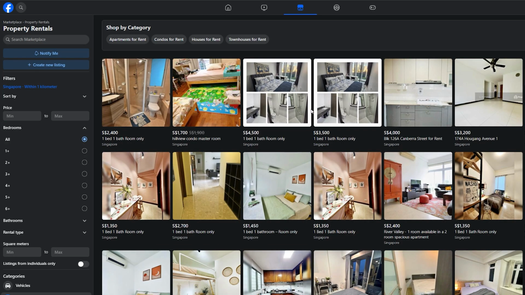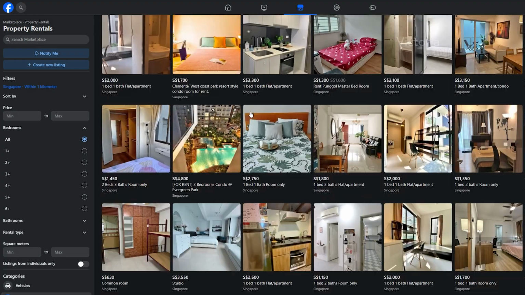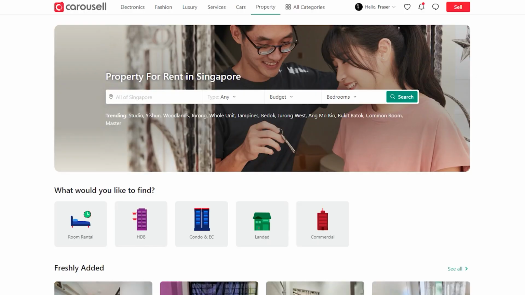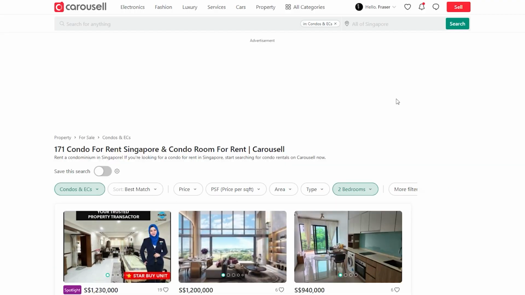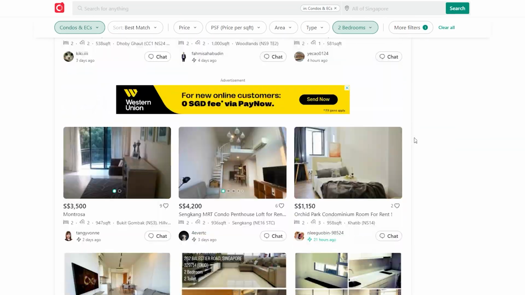There are also online marketplaces like Facebook and Carousel. But for my own personal reasons, I would just advise against this because there's a high potential for things to go bad. So just proceed at your own risk here.